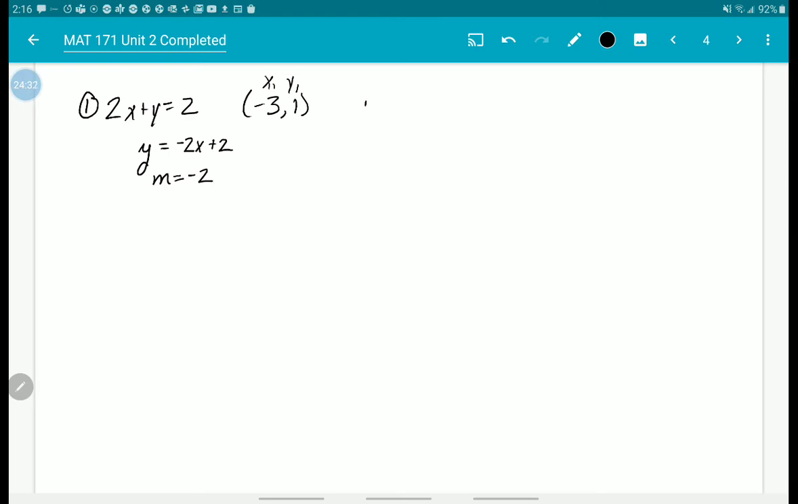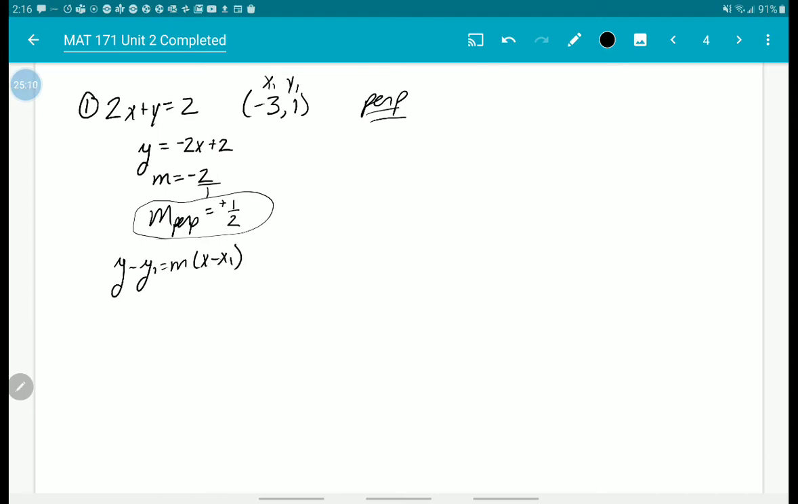Now remember, we want to be perpendicular. So let's find that perpendicular slope. Perpendicular slopes are negative reciprocals. So we want to change the sign and flip the fraction. So we're going to change that sign, so now we need a positive. And if we flip the number 2, remember 2 is really 2/1, we're going to have a slope of 1/2. So that's the slope we're going to use for this problem.